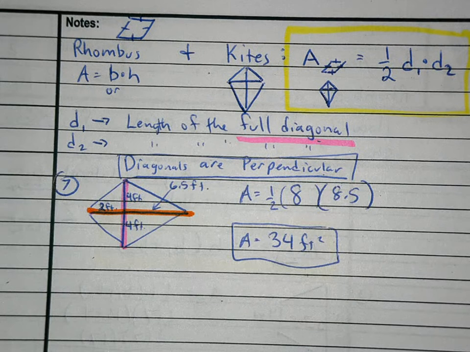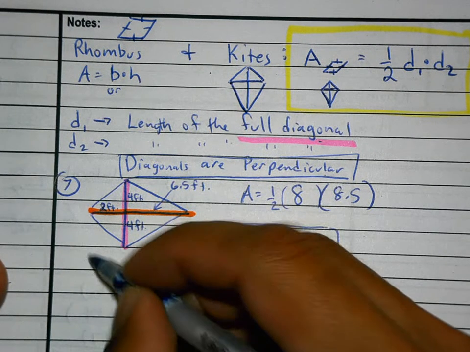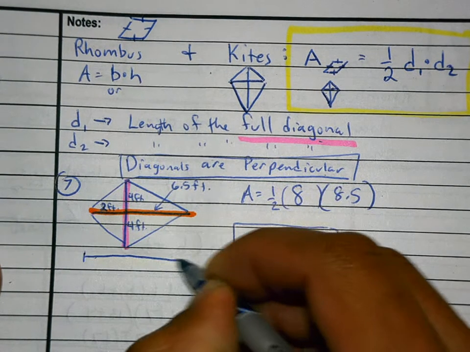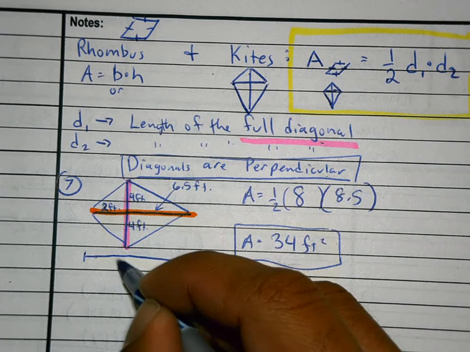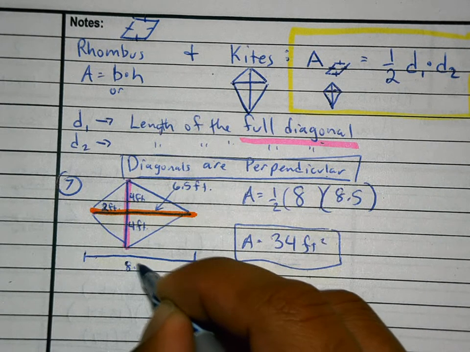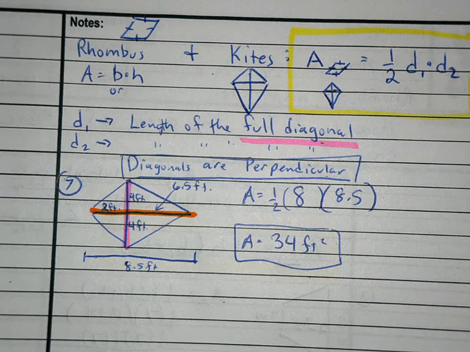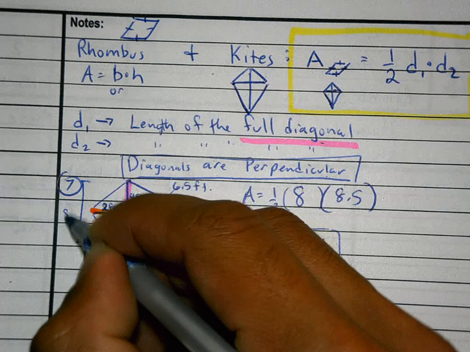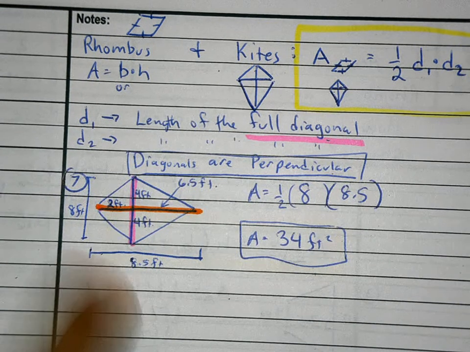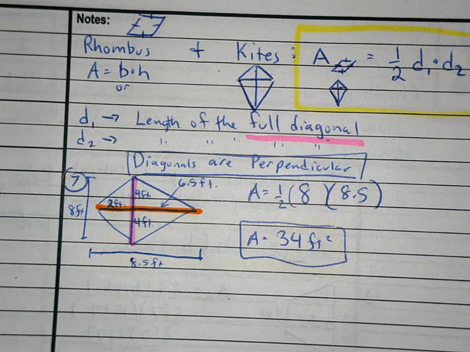One other little note. Sometimes they're going to give you the distance on the outside. This is a full diagonal. So sometimes it might say 8.5 feet. Sometimes it might be out here and you'll figure out what the diagonal 1 and diagonal 2 is. So don't freak out if it's that way. Okay? We'll stop your notes right there.